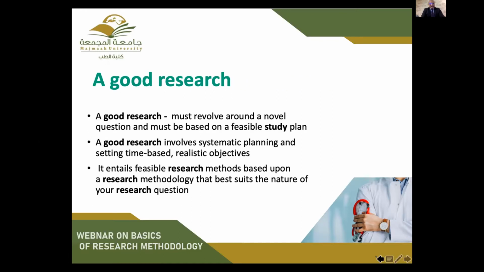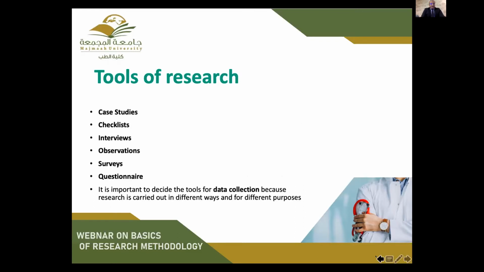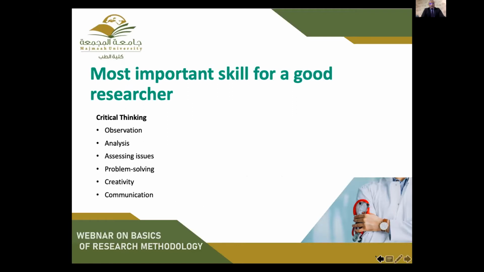There are three basic things in good research. You need to understand how important it is, because the question must be a novel question and must be based on a feasible study plan. It involves systematic planning and time-based, realistic objectives. And it should have the tools of research, the different ways of collecting the research that I've already talked about. The most important skills for a good researcher are critical thinking, observation, analysis, assessing issues, problem solving, creativity, and communication.